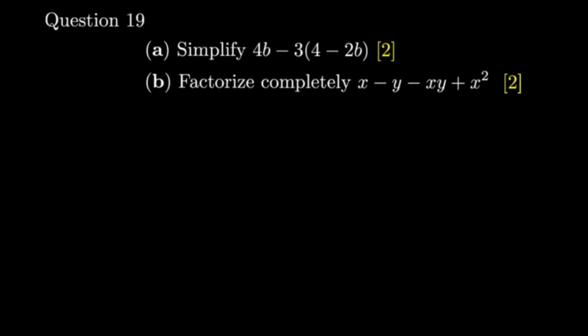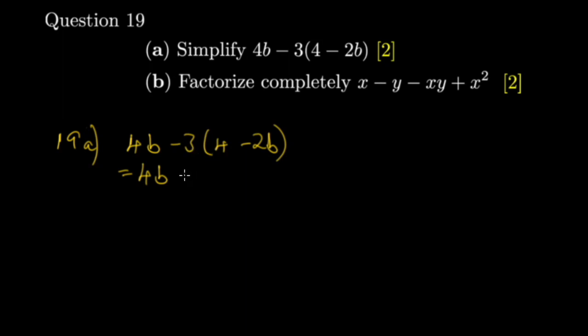Let's move to question 19. What does question 19 say? Oh yeah, this one is easy. We just have to expand. So you have 4b minus 3 open bracket 4 minus 2b. Here you have to clear the brackets, but you have to understand that this negative 3 multiplies everything that's inside. So you go in steps.